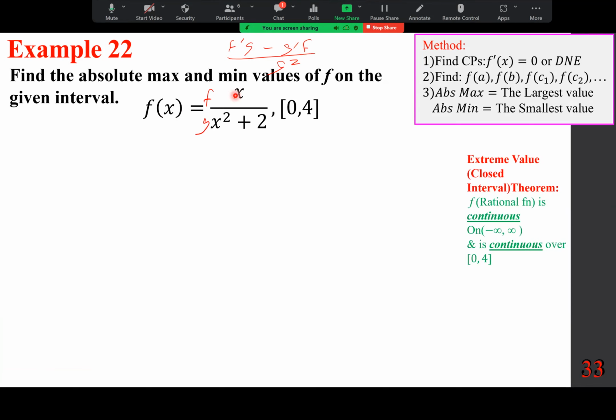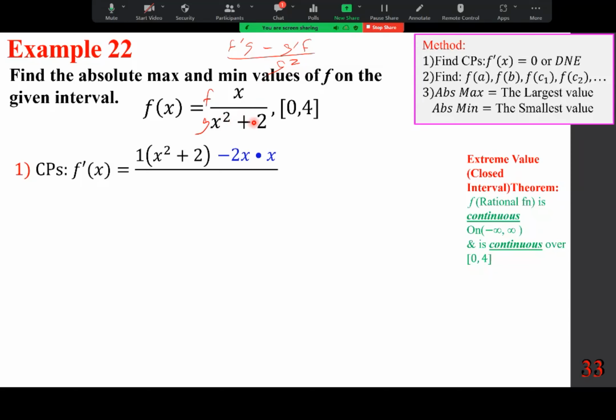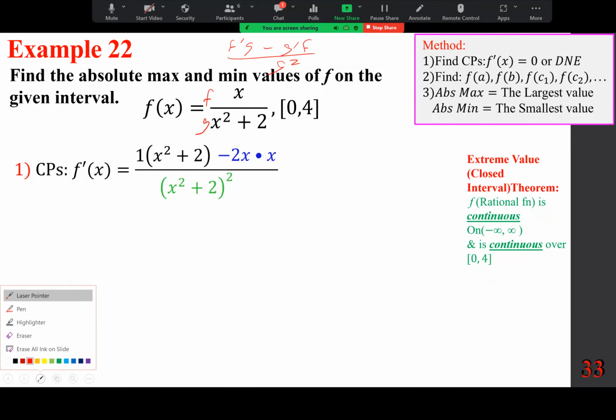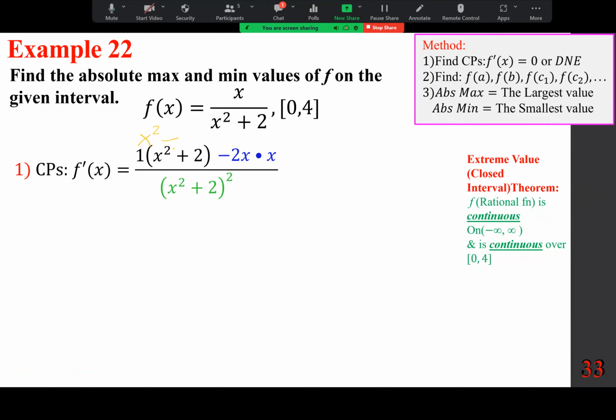So 1 times x squared plus 2 minus the derivative of the bottom, which is 2x, times x. And then I just write the bottom in a parenthesis and square. Now all I have to do is simplify. So let's do that. x squared plus 2 minus 2x squared. Put these two together. This is what we have.